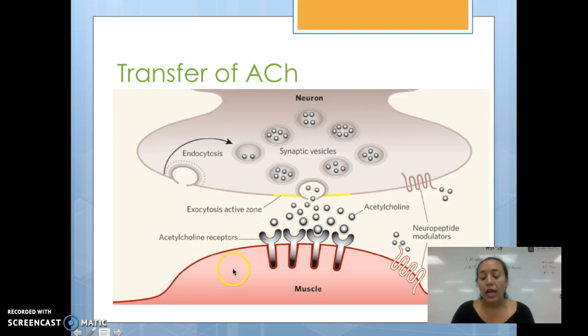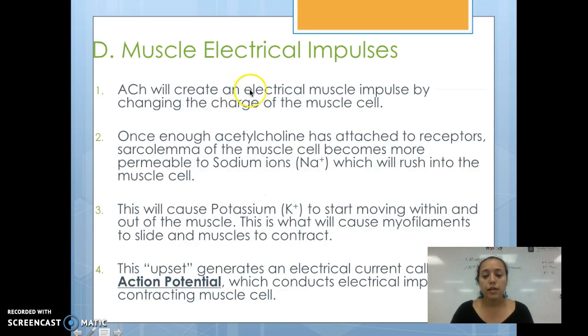Okay, so when that happens, now your muscle becomes positive and you get all this energy. Some potassium ions that are inside the muscle will start moving out, and will exit at the same time. Okay, so now you have this flow of ions, and now you have reached action potential. So that's essentially what this says here. ACH will create an electrical muscle impulse by changing the charge of the muscle. So ACH attached to the receptor changes the charge.